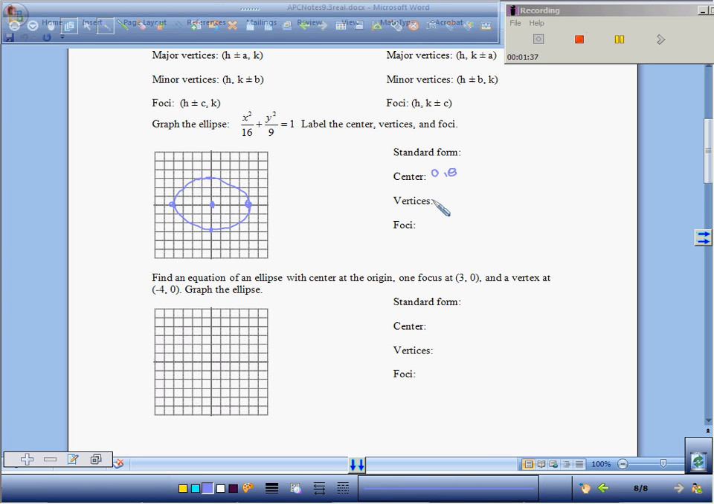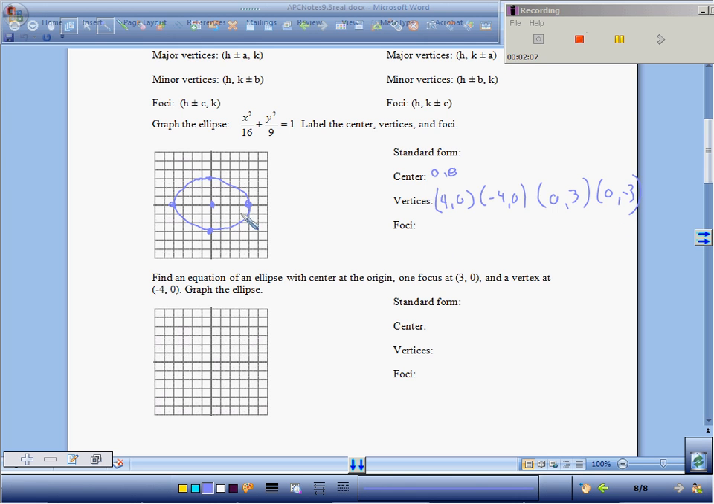Okay, vertices. You have 4 vertices, really. Those aren't really vertices. These are really the vertices, but these points are kind of like the minor vertices. So you just put them all down. You have 1 at 4, 0. You have 1 at negative 4, 0. You have 1 at 0, 3. And then you have 1 at 0, negative 3. Any questions about that so far?